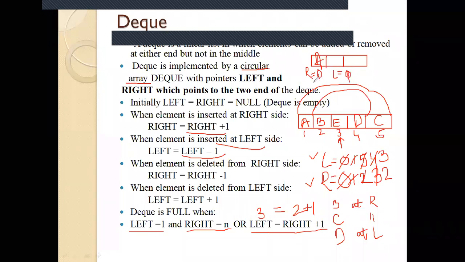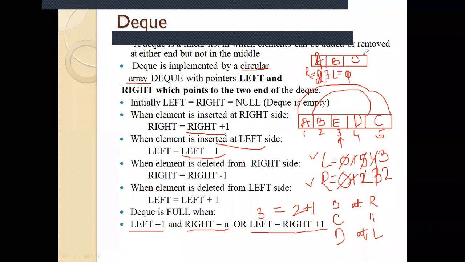Now insert one more element at the right end, I'm saying now. So at the right end, right will become now 2. Insert at the right end again. Now right will become 3. Now again I'm saying insert at the right end. Can you insert? No. Why? Because your array is full.